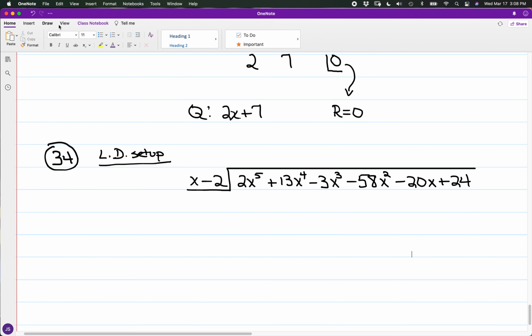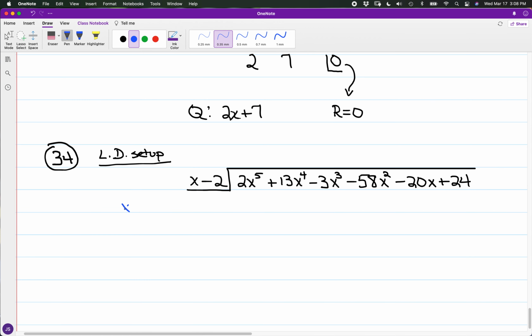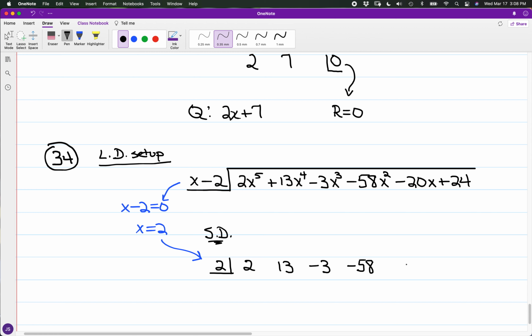Okay, so for what I have here, we have x minus 2. If I just attain the 0 from this and use that in the synthetic division setup, I have 2. Again, drawing out the coefficients from the dividend, I have 2, 13, negative 3, negative 58, negative 20, and again we have 24.